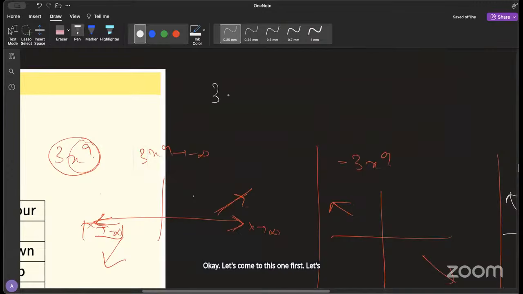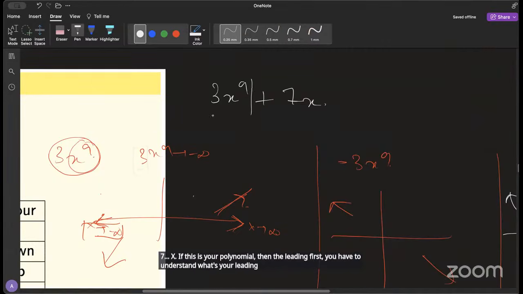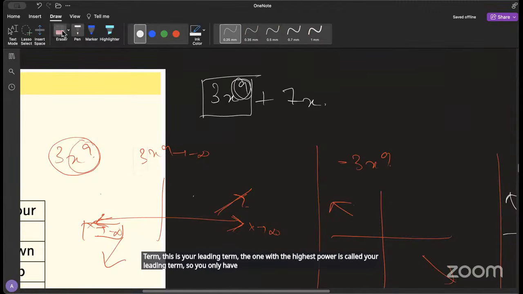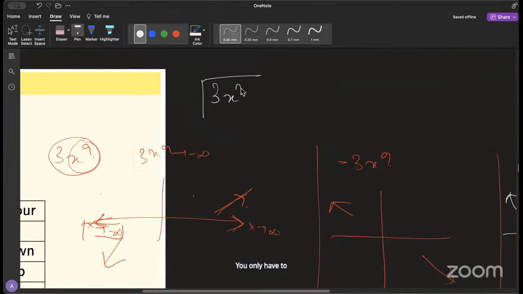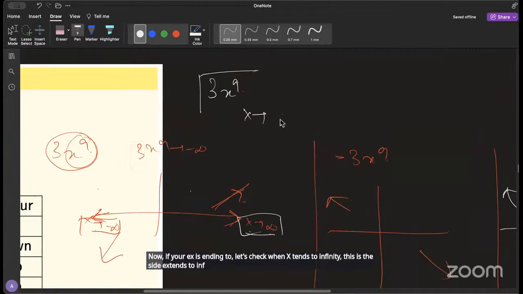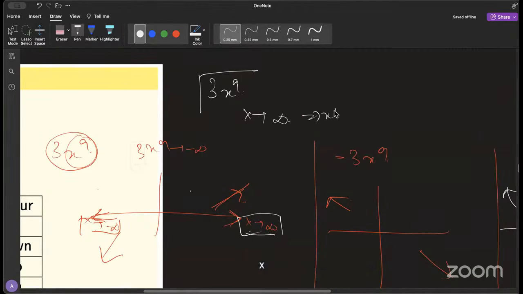Let's say you have a polynomial 3x to the power 9 plus 7x. First you have to understand what your leading term is. The one with the highest power is called your leading term. So you only have to focus on that term. Forget everything else. You only have to focus on 3x to the power 9 now. Let's check when x tends to infinity. This is the side where x tends to infinity. When x tends to infinity, x to the power 9 tends to infinity, and 3x to the power 9 also tends to infinity, right?